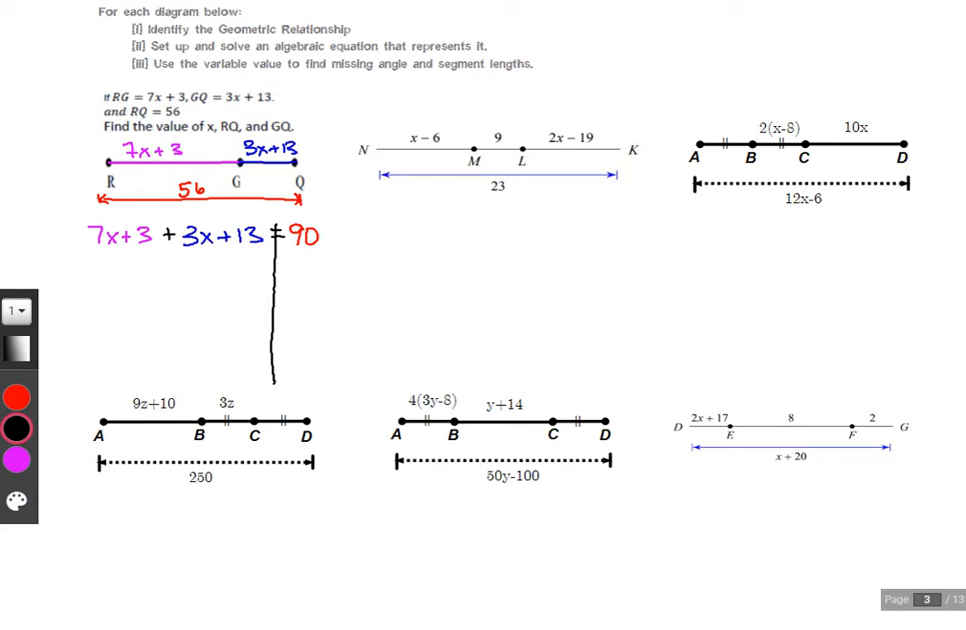And so we have some same side x values. We'll combine that to make it 10x. 3 and 13 make 16, and that's equal to 90. So now we're in our basic solving steps, or solving routine, so to speak. We're doing our inverse operations to get x by itself.